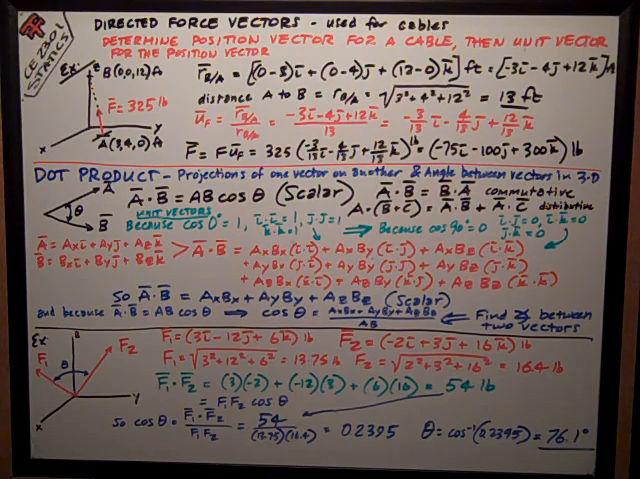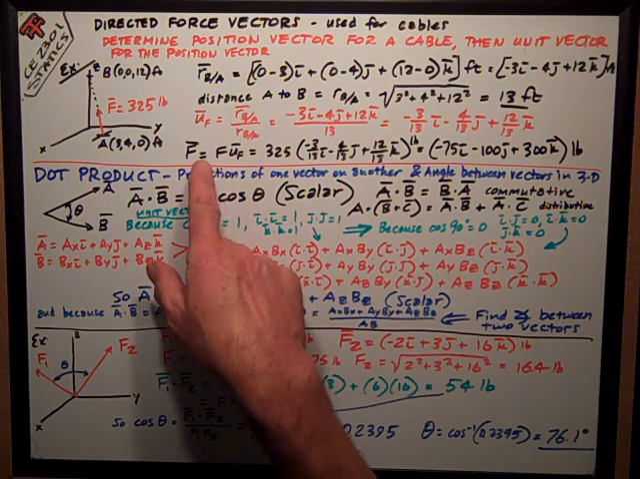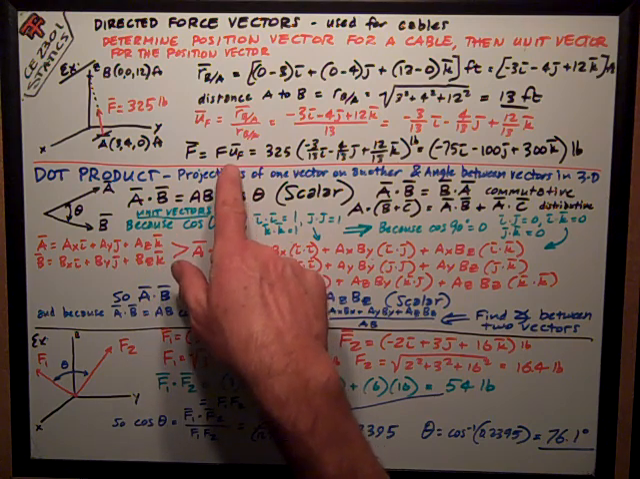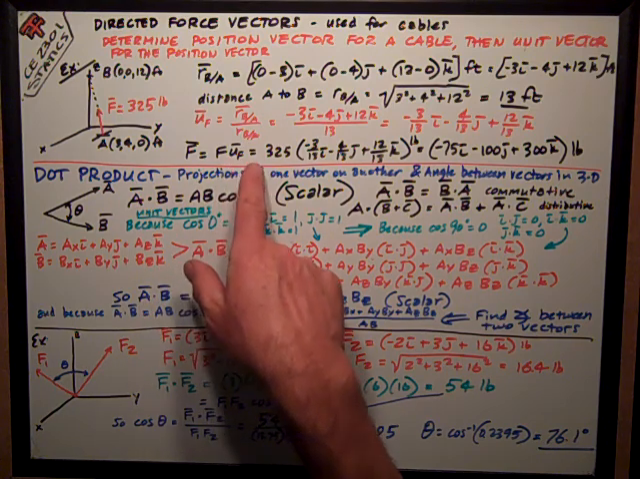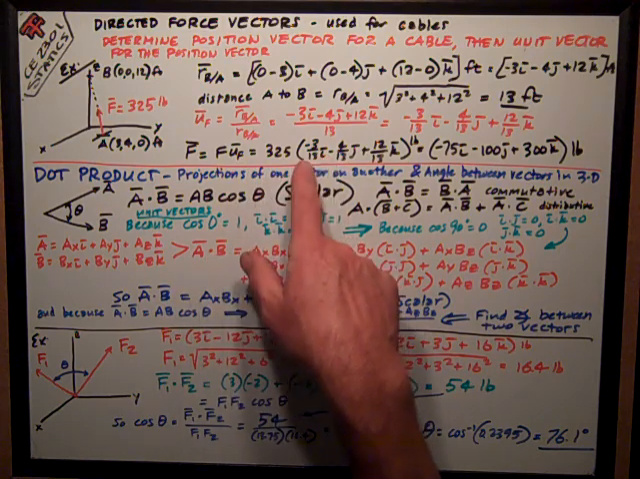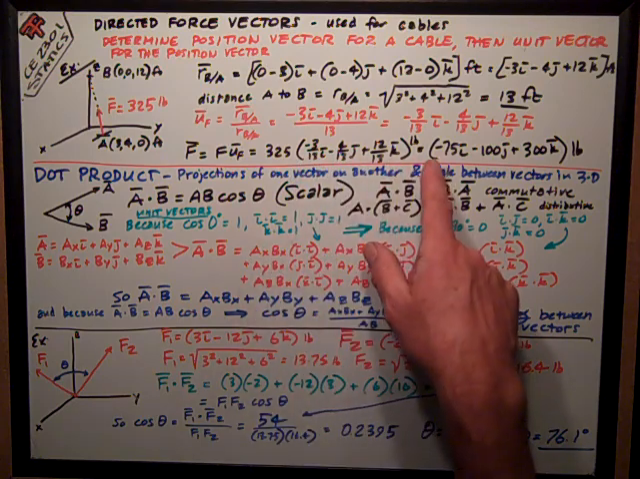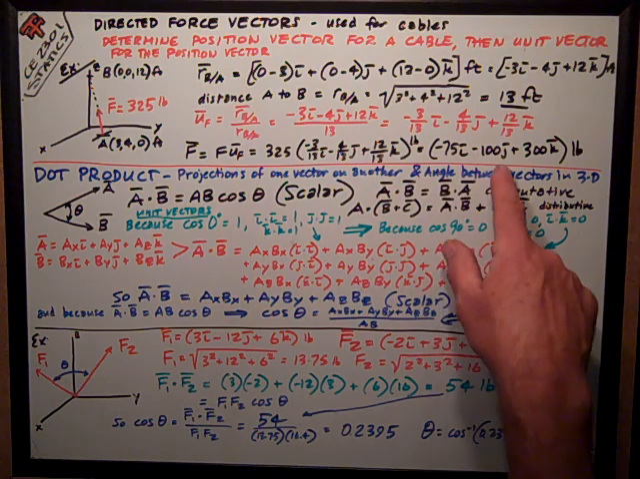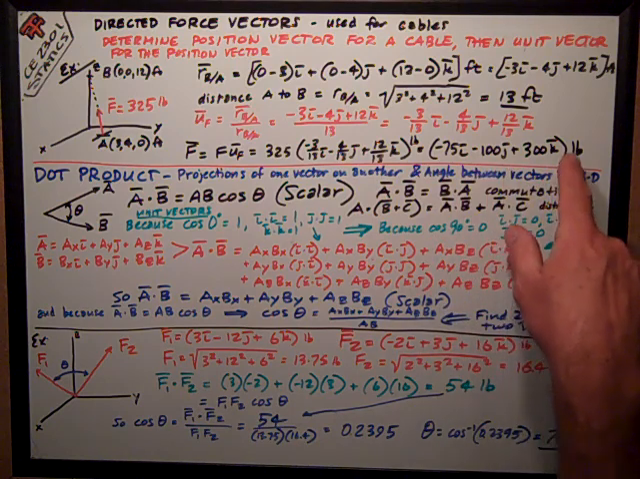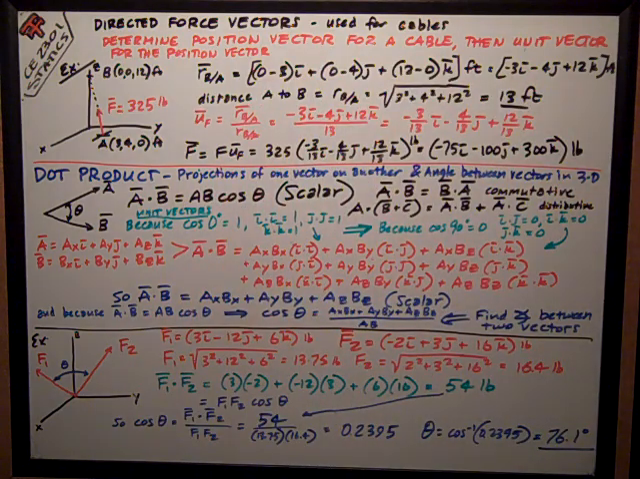And finally, I can express my vector F as scalar F times the unit vector UF. So the scalar is 325. Here's the unit vector. Multiply it all out. Negative 75i minus 100j plus 300k pounds. We're going to use that work backwards a lot to solve for the force in a cable, and we'll see that as we go on through the semester.